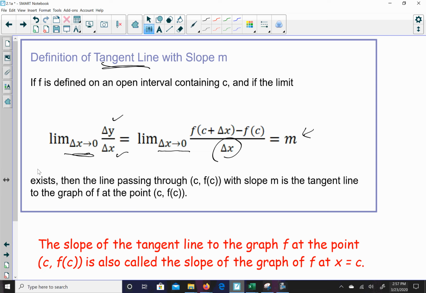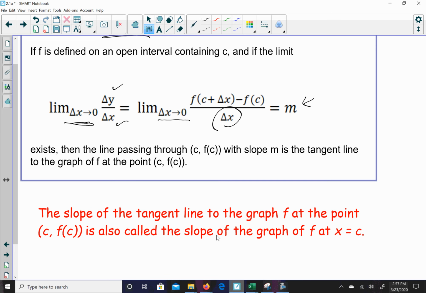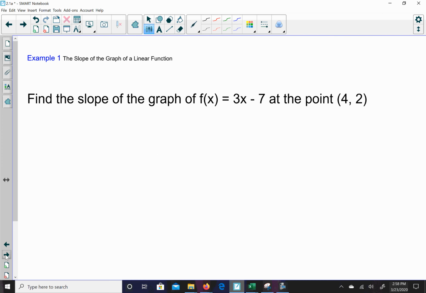We're going to do 2 types of these. One is when we're finding the slope of a tangent line of a graph at a specific point. So we're going to put in c, and then we're going to have f of c, or the y value at c. And then we're going to find formulas to find the derivative, or the slope of the tangent line.